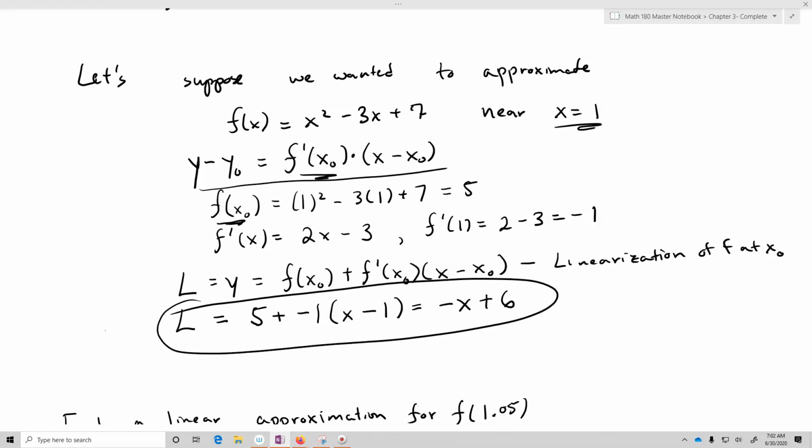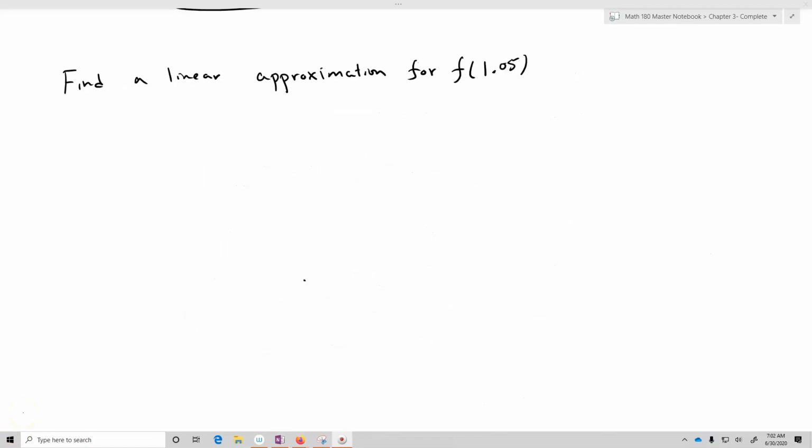The idea here, though, is that we're going to use that in order to estimate values for the function. So let's do a little bit of that. We'll find our linear approximation for f of 1.05. Instead of using the actual value of the function, although we know that we can do that, instead we're going to use the linear approximation. So that's going to be negative 1.05, because that's what x is, plus 6. So that ends up equaling 4.95. And that's the linear approximation for f of 1.05.